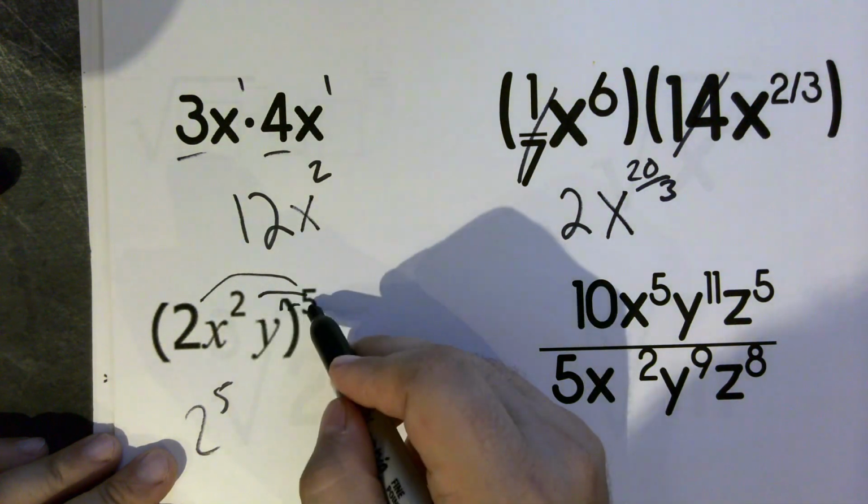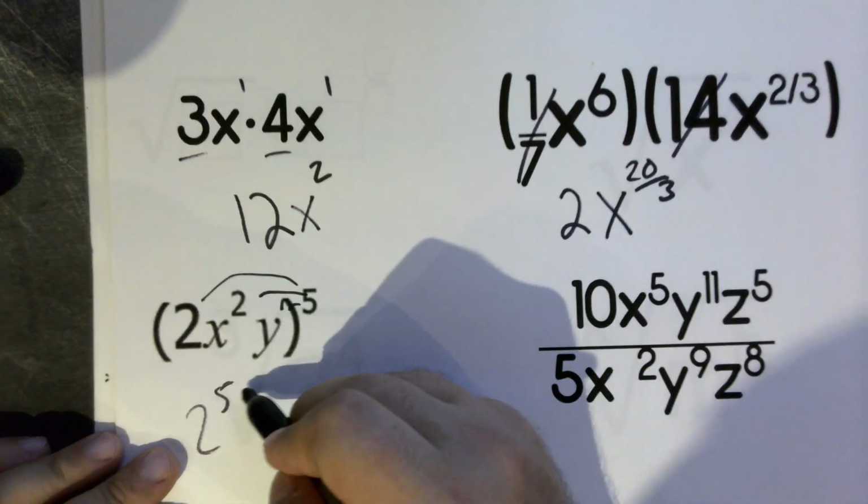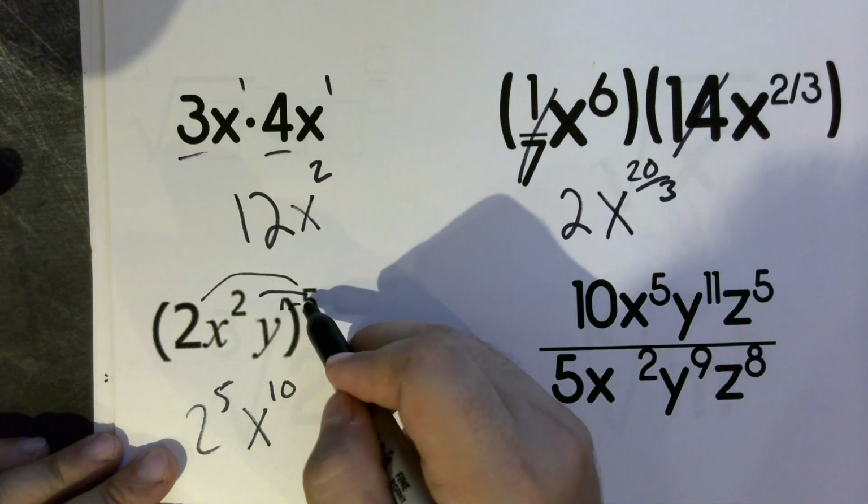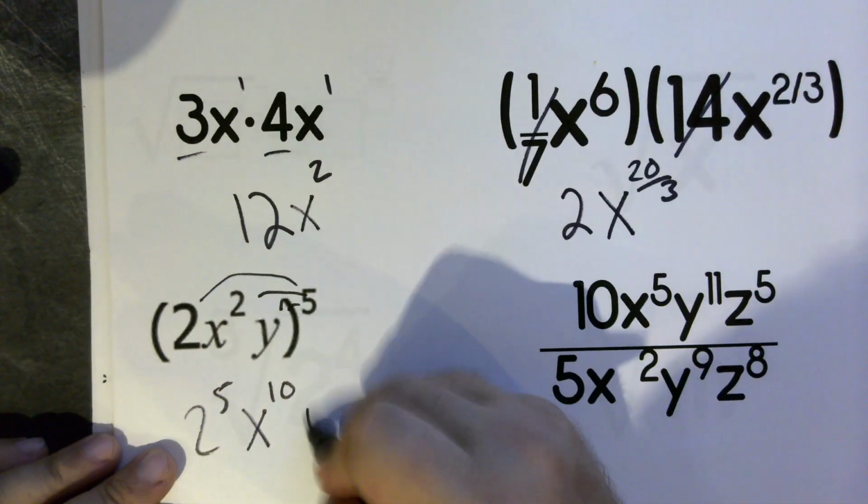x to the 2 to the 5 is x to the 2 times 5, that's x to the 10th. And then y to the 1 to the 5, 1 times 5 is 5, so this is y to the 5th.